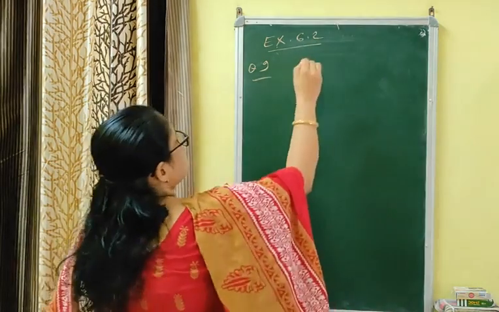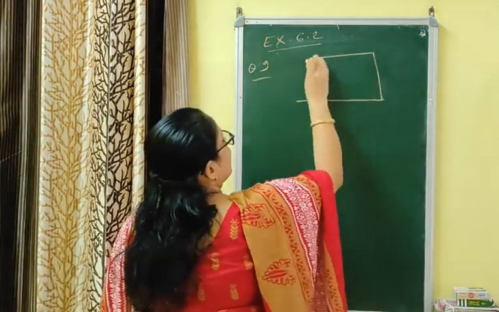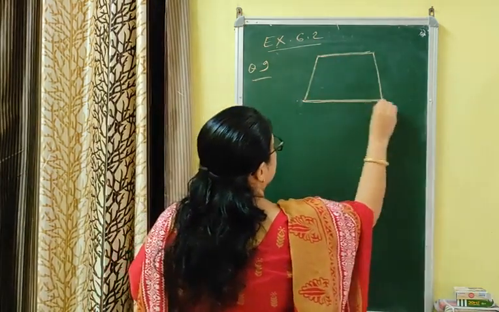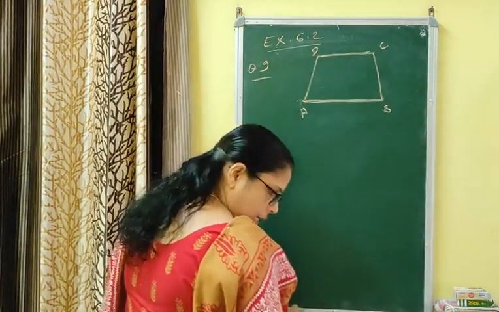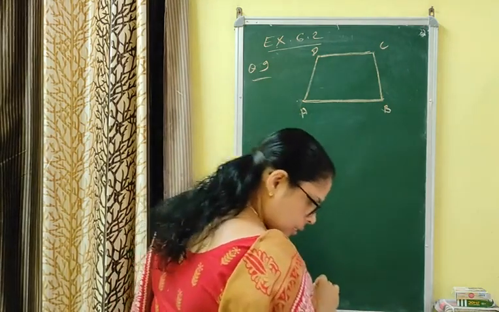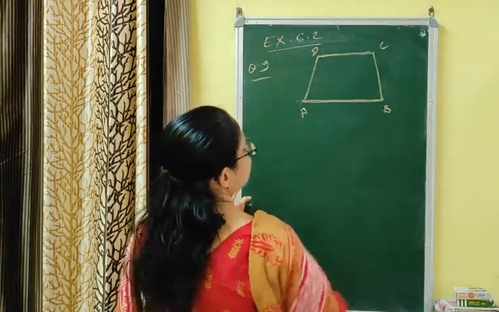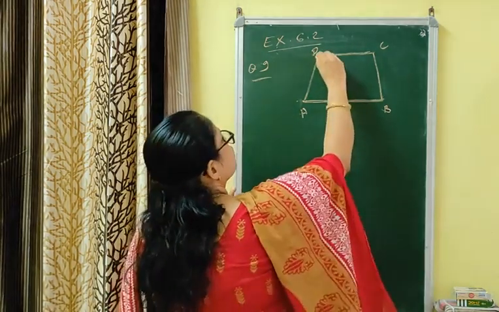You are given a trapezium. Trapezium means any one pair of opposite sides is parallel. I am taking a trapezium, say ABCD, in such a way that AB is parallel to CD. And what is the condition you are given? You are given that AB is parallel to DC. You have to draw it like that, and you are also given that the diagonals intersect at O.